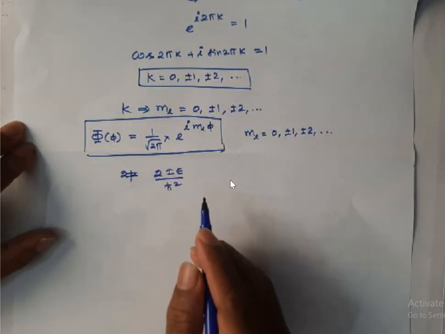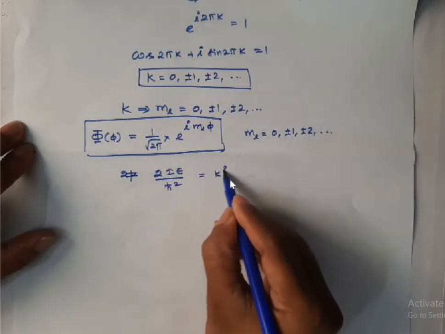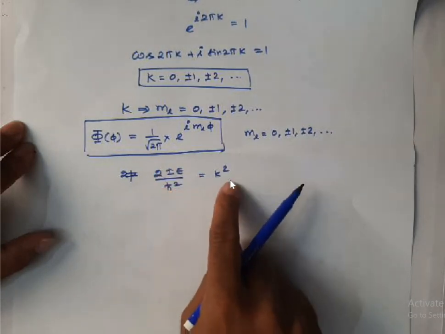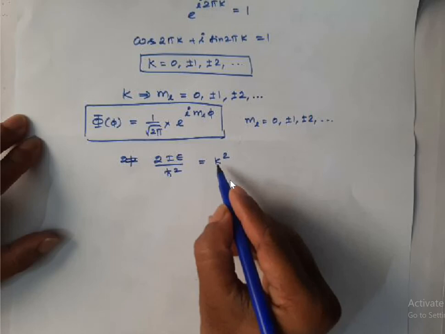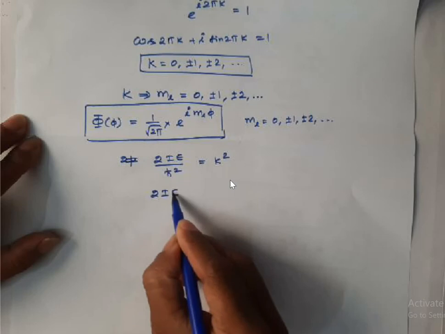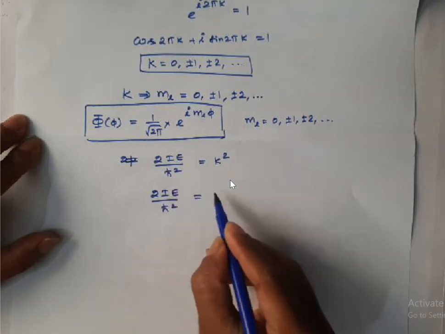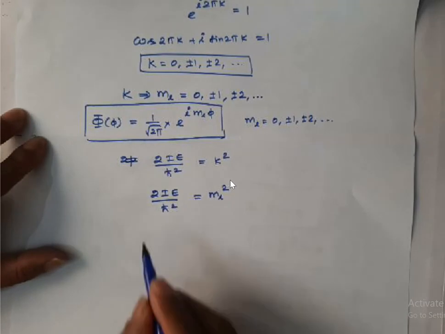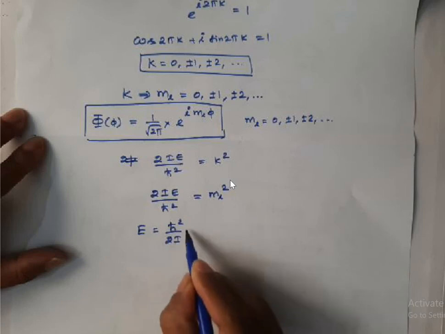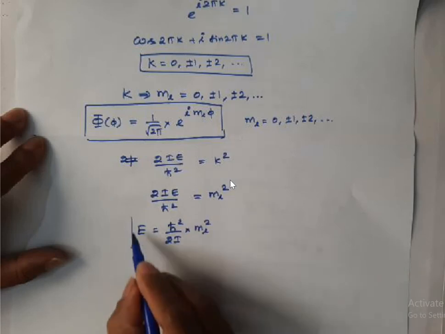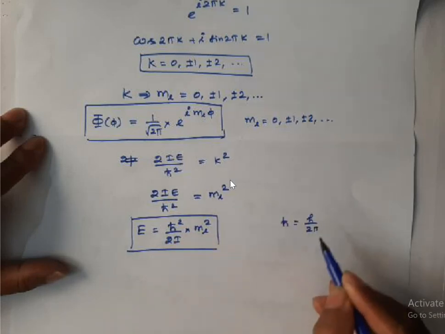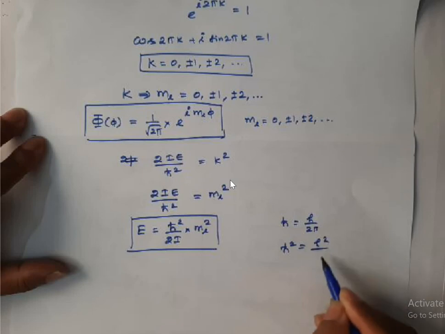We have taken this quantity as k square in one place. In our derivation, we substituted this as a constant k square. Now I have changed that k into a new constant ml, so I can write 2IE by h bar square equal to ml square, or E is equal to h bar square by 2I into ml square. This is the expression for energy, and you know very well h bar is nothing but h by 2 pi. So h bar square is h square by 4 pi square.